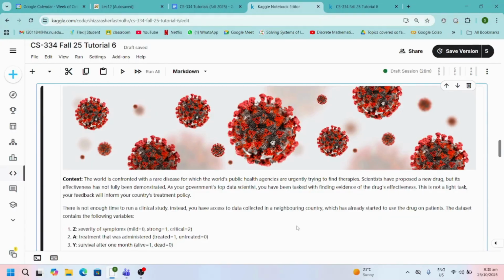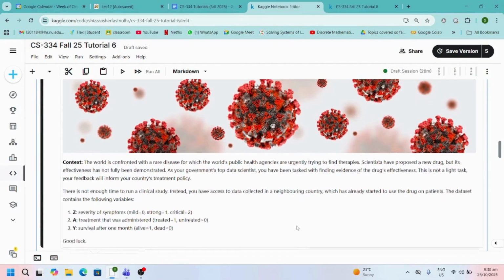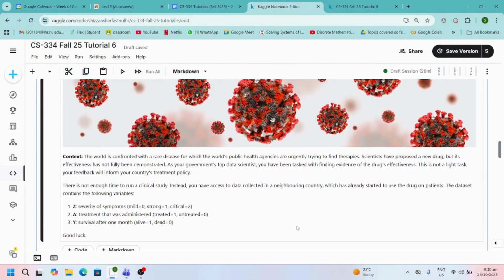As your government's top data scientist, you have been tasked with finding evidence of the drug's effectiveness. This is not a light task, and your feedback will inform the country's treatment policy. However, there is not enough time to run a clinical study. आप एक trial नहीं run कर सकते. आपके पास instead observational data available है.